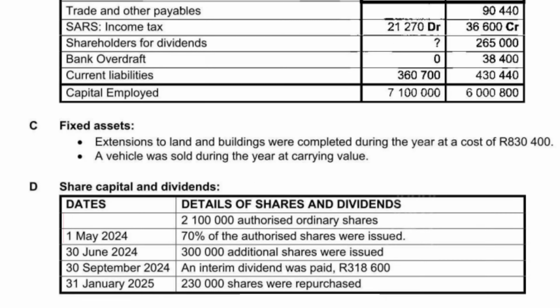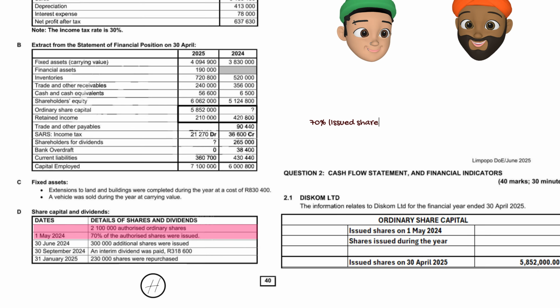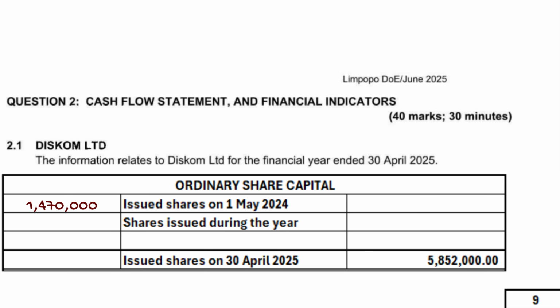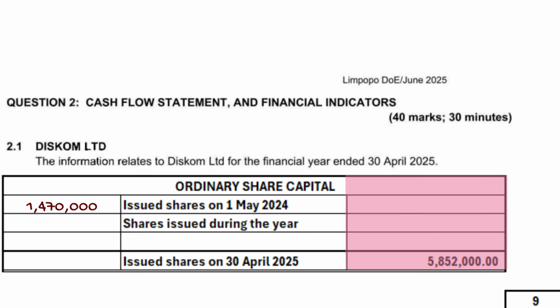On 1st May 2024, we are told that 2.1 million ordinary shares were authorized. Only 70% of the authorized were issued. So at the beginning of the year, 70% of 2.1 million ordinary shares were issued, which is 1,470,000 shares. We use the left column for the number of shares, the middle one for the narration, and the right column for the rand values.